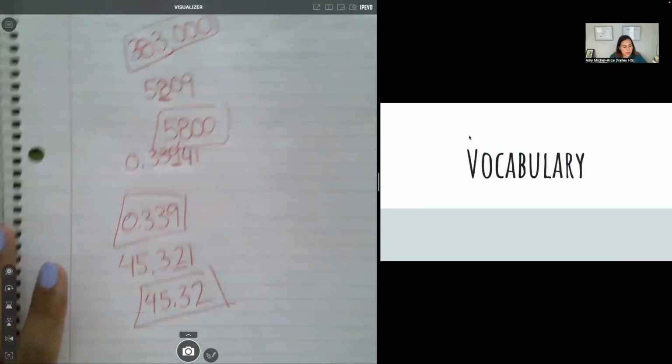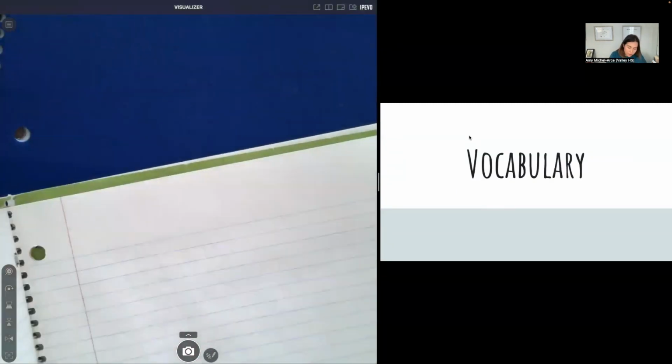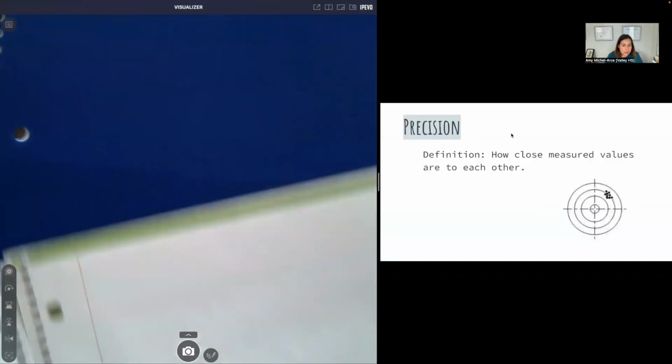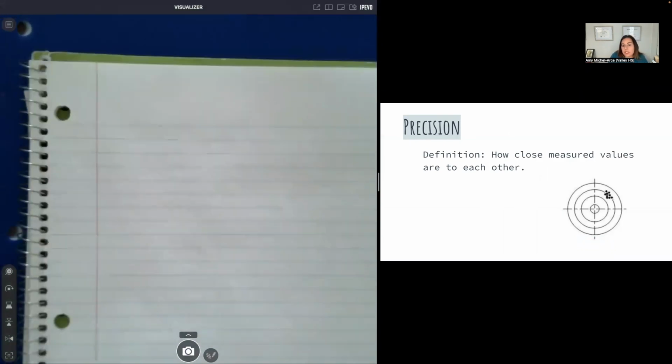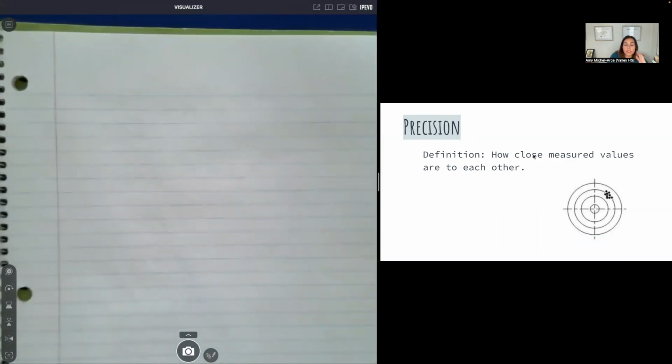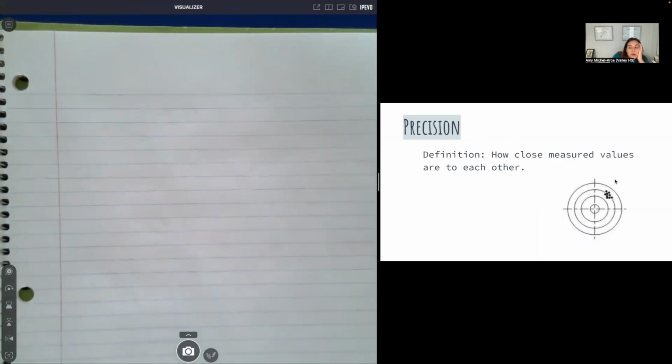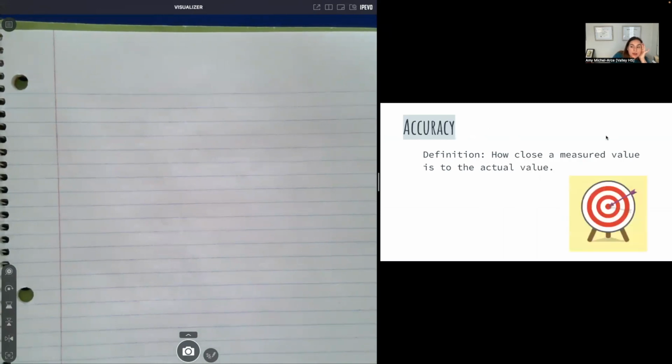Okay, so that is the lesson on rounding. Vocab for the precision, accuracy, and tolerance part. Definition of precision. Precision is how close measured values are to each other. So if you throw multiple darts and they all end up around the same place, you have high precision. If they're all spread out from each other, it's low precision. Accuracy is how close the measured value is to the actual value.